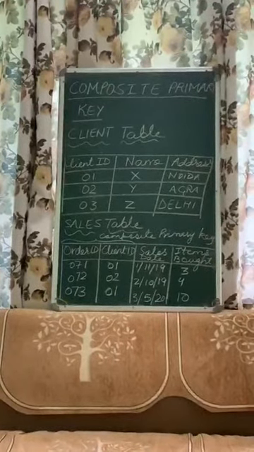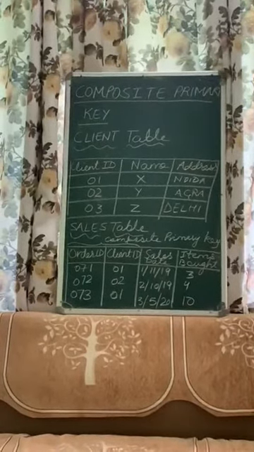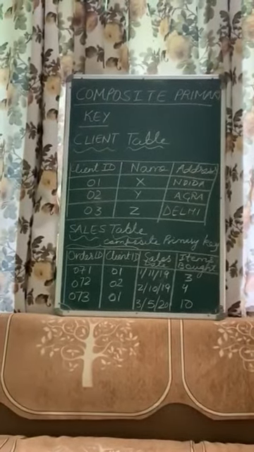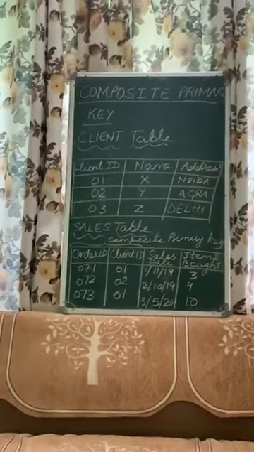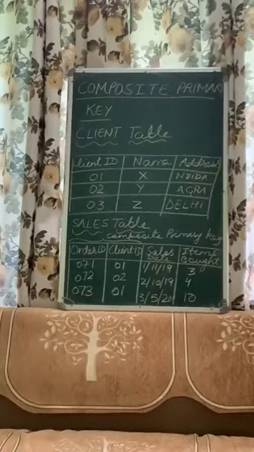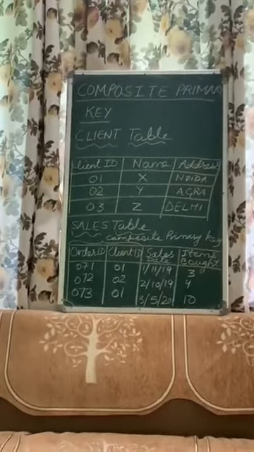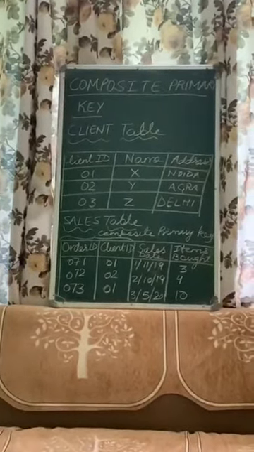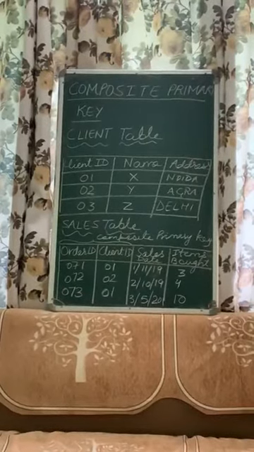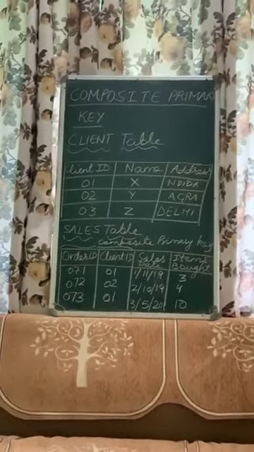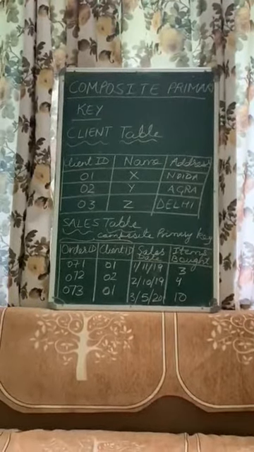So in this case, if this is the case, then we can make a composite primary key. That means together your client ID as well as your order ID, they are helping in identifying the data in the table. Together they will be known as your composite primary key. So the primary key is basically a unique key which is having not null value, which is used to identify any row of a table.